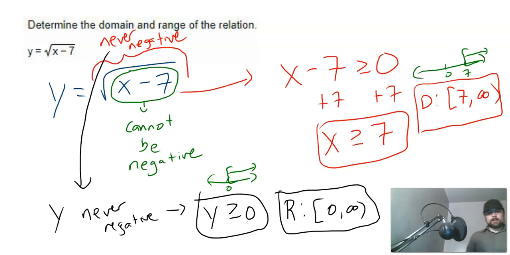All right, so sorry, there's probably a lot more work on here than you expected to see. The answers you should have come up with are here and here. So the domain for this function, this is actually a function, is 7 to infinity.